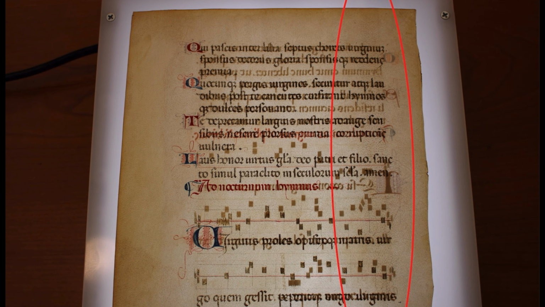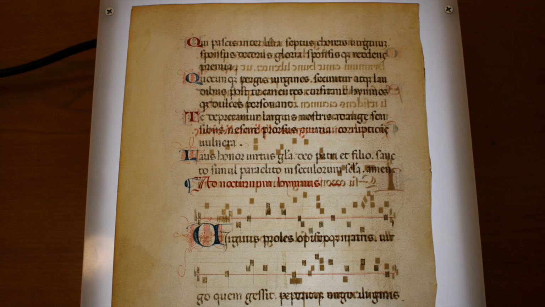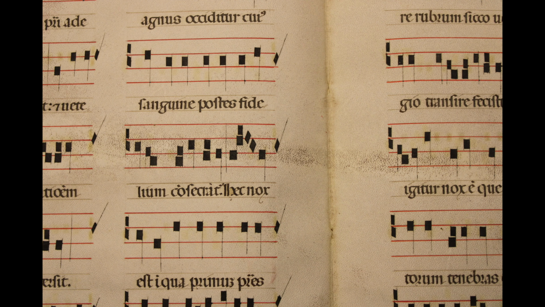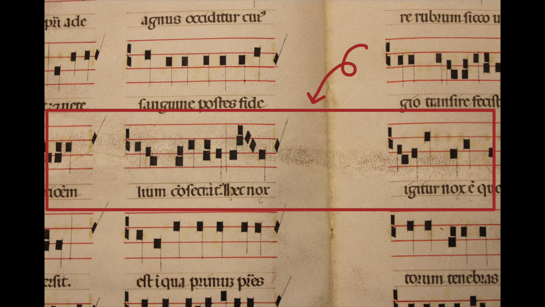Where the spine appears on the page is entirely dependent on how the vellum was cut and folded. Some places the spine can appear are horizontally, vertically, on the outside edge, and, in this example, across the fold.